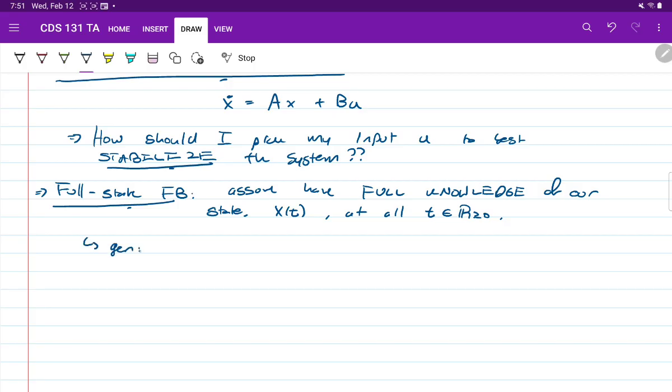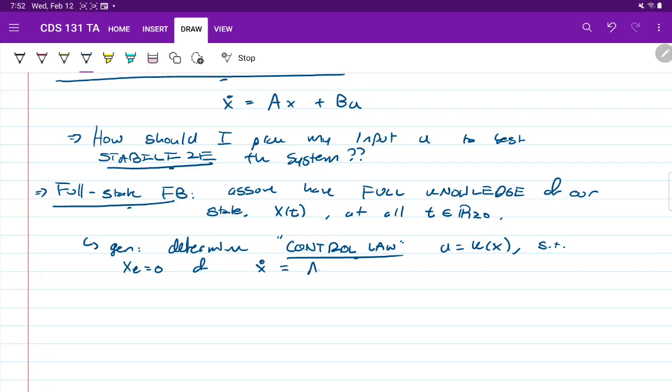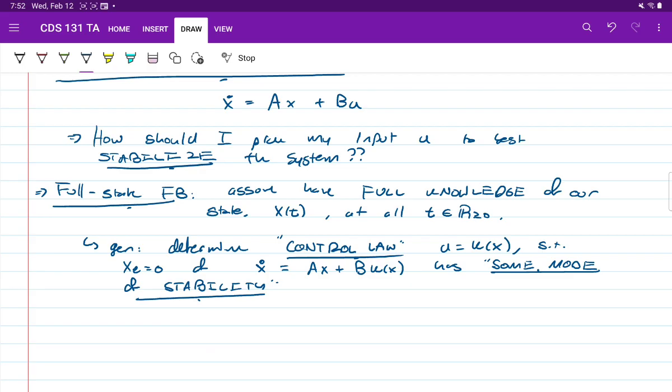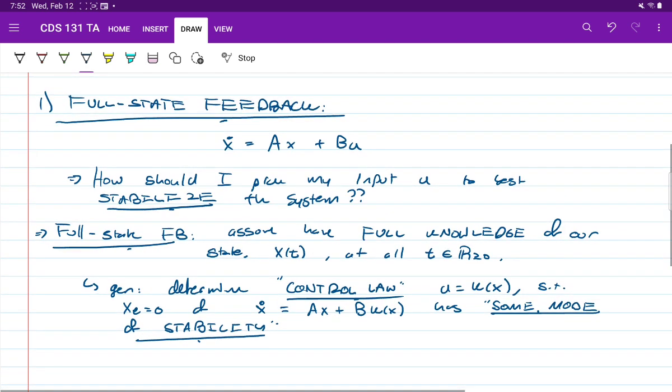So in general, what I'll do is I'll determine what we call a control law, which is essentially a rule that maps from my current state x to my input u equals k of x, such that the equilibrium point xe equals 0 of x dot equals Ax plus B times k of x has some mode of stability, okay? So I'm trying to pick a control law, u equals k of x, that renders the equilibrium xe equals 0 stable, right? Or maybe asymptotically stable, or globally exponentially stable, or one of these modes that we talked about earlier in the class. So how exactly am I going to do this?